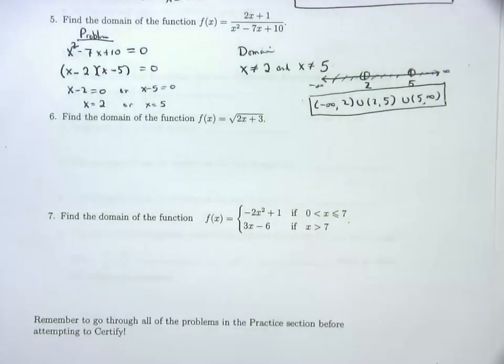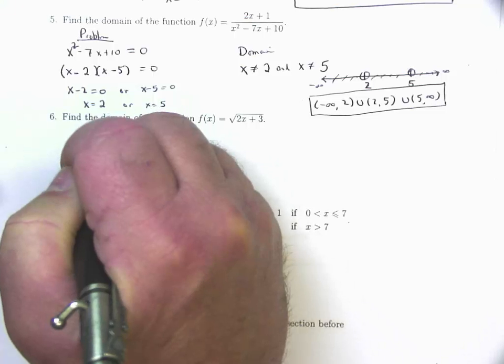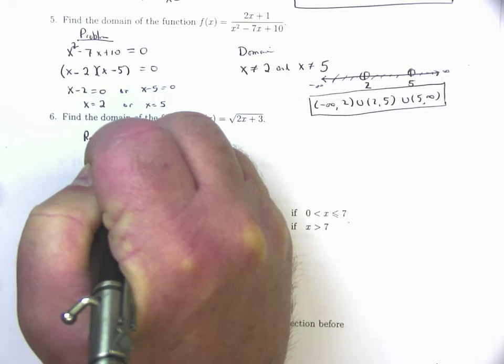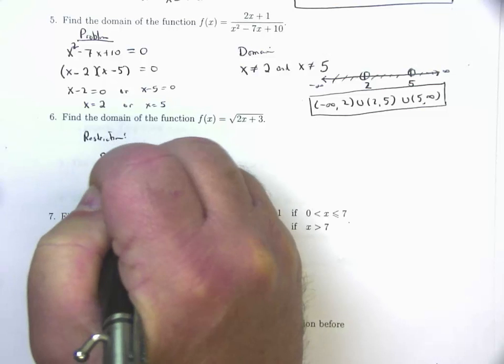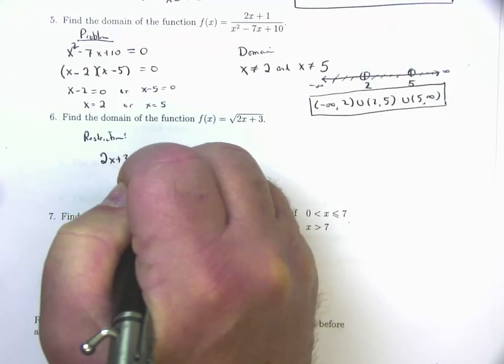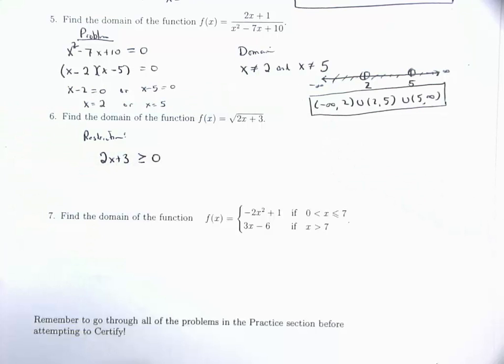Which means you can only take the square root of positive numbers or 0. So here's how you handle a square root in terms of domain. With the domain restriction, the restriction is what's underneath the radical, which in this case is the 2x plus 3, has to be greater than or equal to 0. You can only take the square root of 0 or a positive number, greater than or equal to 0.